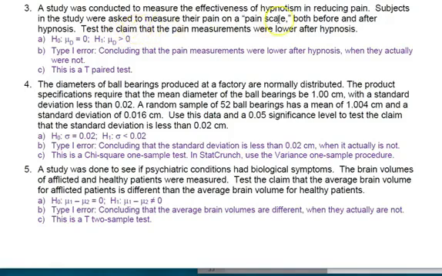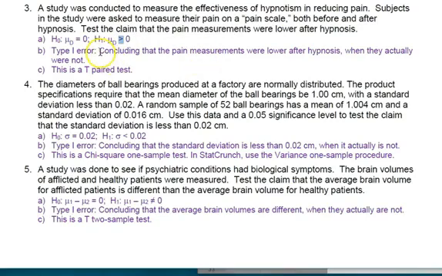And for this one, since they talked about the before first, I'm assuming that we're taking the before rating minus the after rating. That means if the pain measurements were lower after hypnosis, that means the after ratings were lower, which should mean that our difference was positive. If we're taking a bigger number minus a smaller number, we should get a positive number. That's how I came up with the greater than to put in the inequality. This one, you kind of have to think through that to get that inequality right.